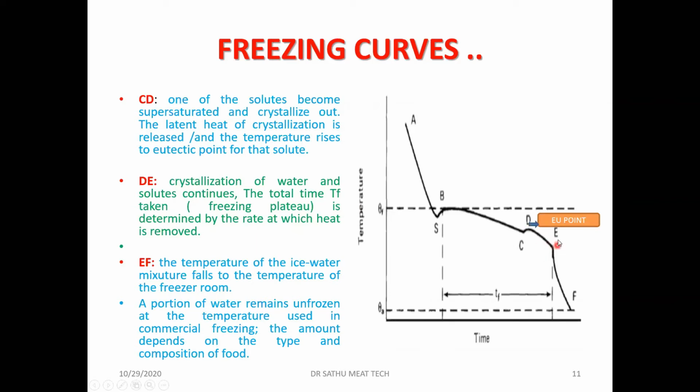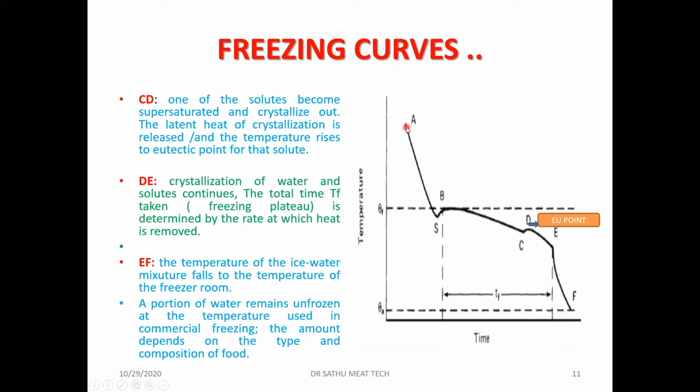Then we come to the final stage, that is EF. Finally it will attain the freezing room temperature. The temperature of the ice water mixture falls to the temperature of the freezer room. So it will attain the surrounding temperature. Still, a portion of the water remains unfrozen at the temperature used in commercial freezing. The amount depends on the type and composition of the food. So this is what is happening in the freezing cycle.